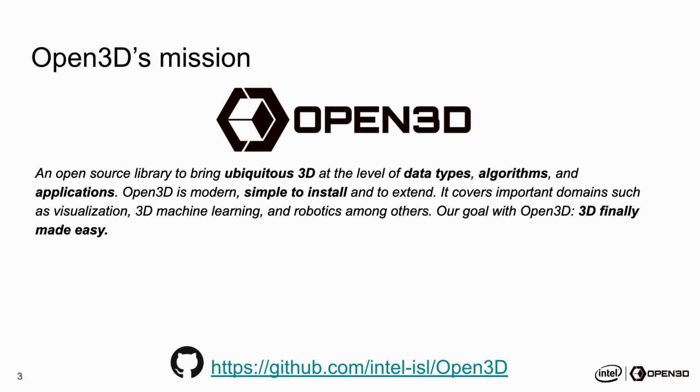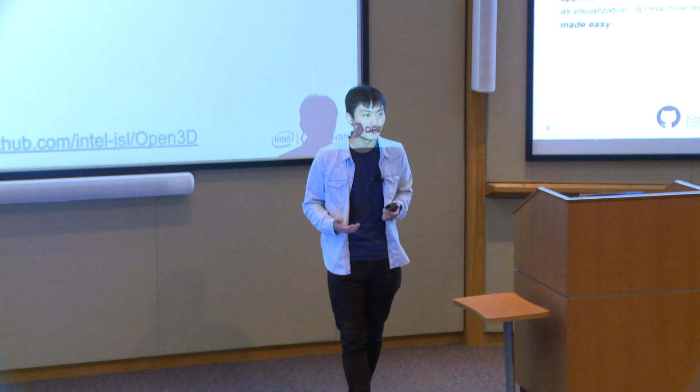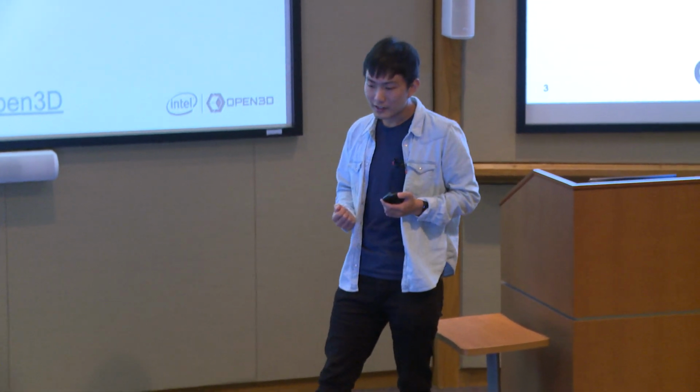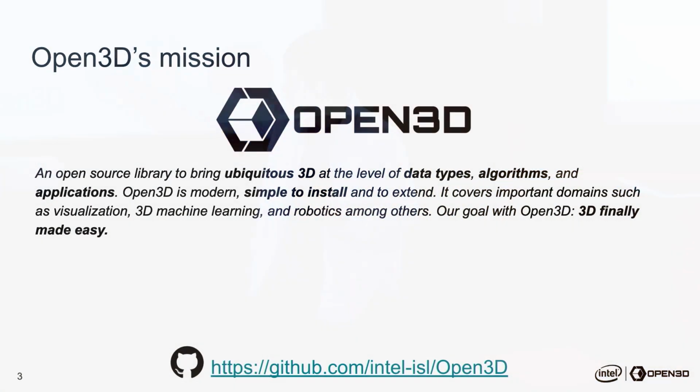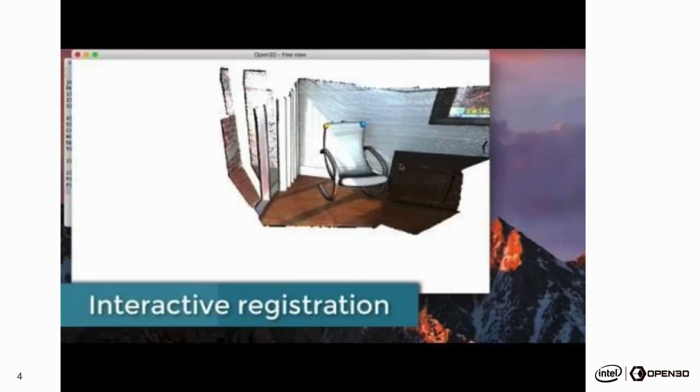Okay, so Open3D is a library that's meant for general purpose 3D processing. It implements the most fundamental data types and algorithms for 3D processing, and it can be plugged into any applications you like, such as visualization, machine learning, and others like robotics. And we want to make Open3D extremely easy and efficient to use. That's our main mission. Okay. So with that, let's roll a quick introduction video.